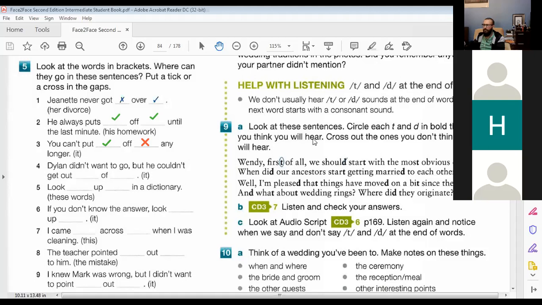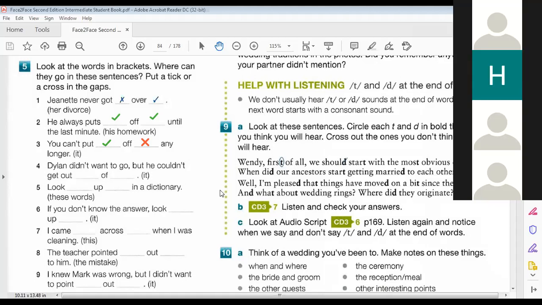Can you hear me clearly? Is my voice clear? Yeah. Okay. Yes. All right. Now, number 4. Dylan didn't want to go, but he couldn't get out of it. Can we say he couldn't get it out of? He couldn't get out it of? Can we do that? No. Of it is correct. So of it is correct, because it's three words. Yes. Correct.